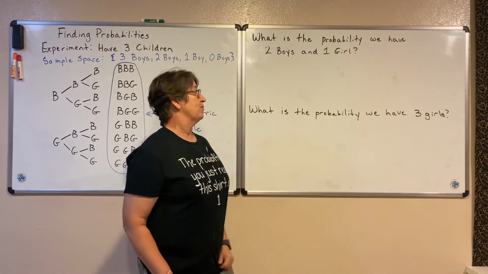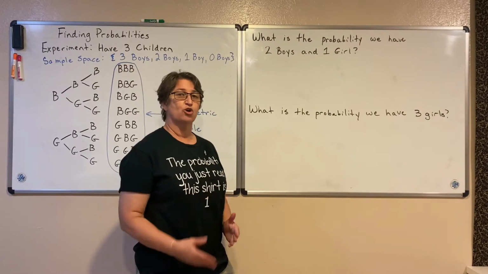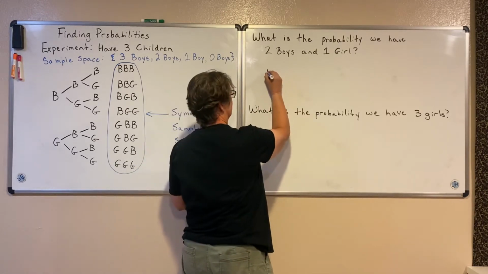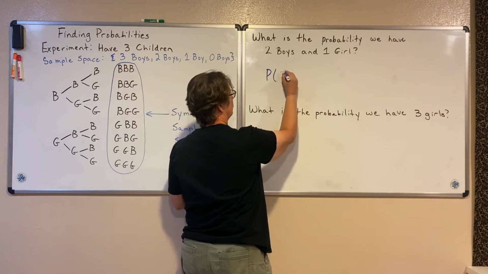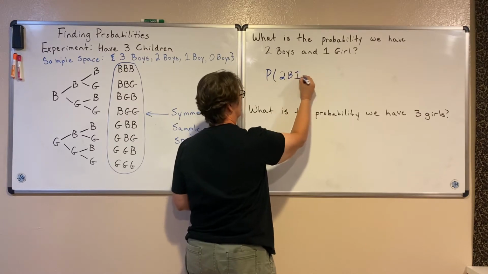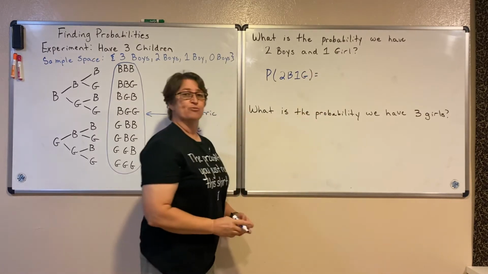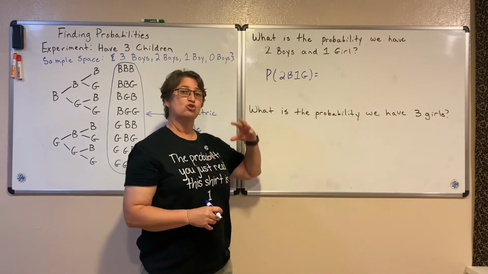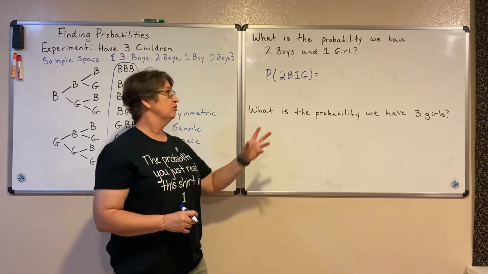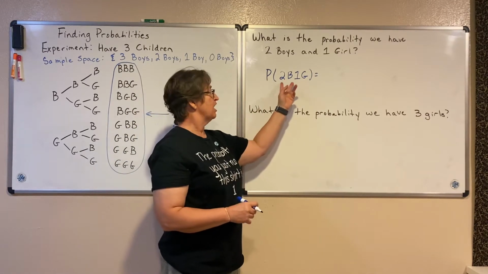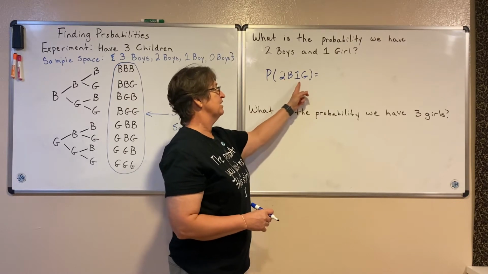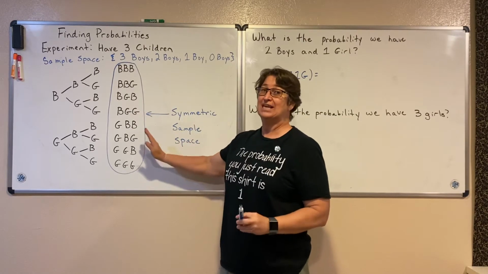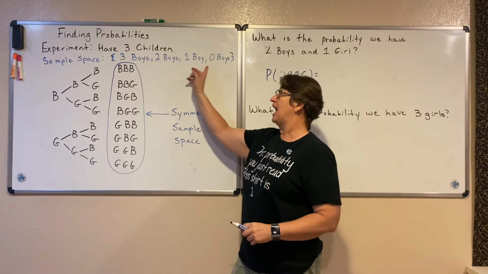So what is the probability that we have 2 boys and 1 girl? I'm going to write that in the notation that we use for probability, where I say the probability that we have 2 boys and 1 girl. Remember that with probability, that's a ratio of our event out of our total number of outcomes. So the first thing I'm going to look for is the number of ways that we can have 2 boys and 1 girl. And I'm going to look here where it's equally likely those outcomes, not at my sample space.